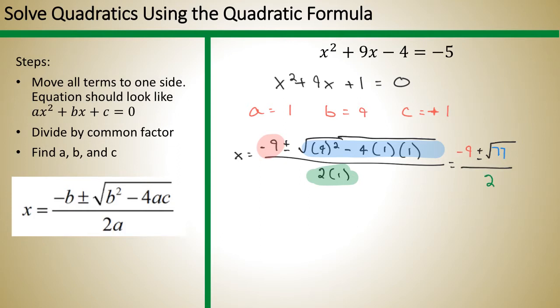Okay, so now our next step would be to simplify this radical that we have right here. But if I try to break 77 apart, it actually just breaks apart as 7 and 11, which are both prime. So 77 cannot simplify. So this right here is actually our answer. I cannot go any further with this problem.